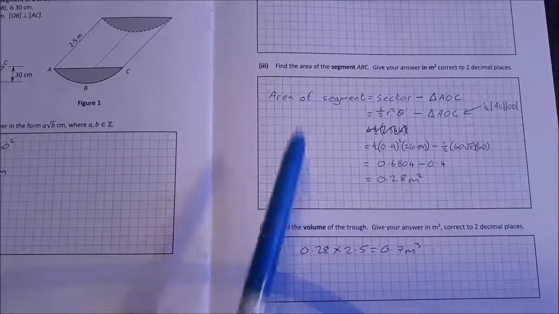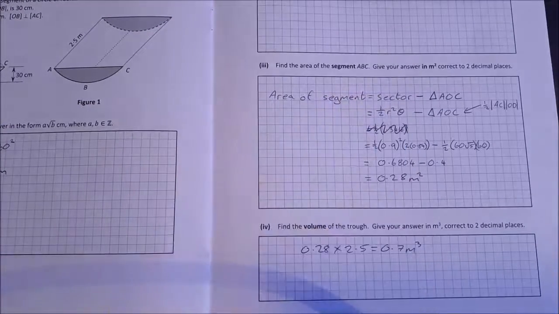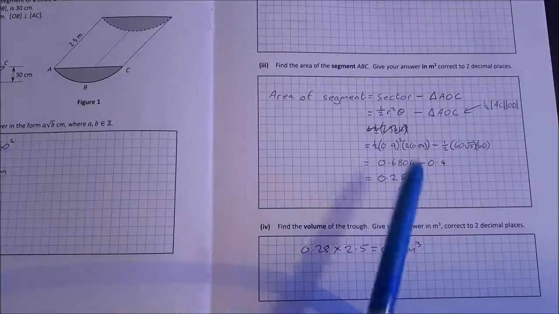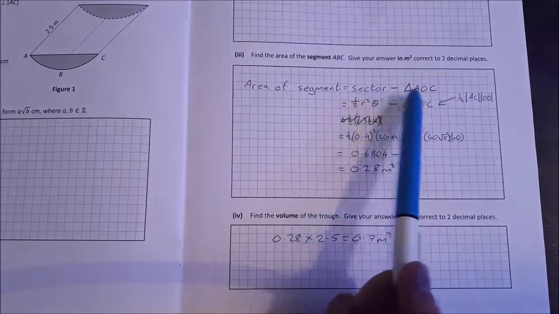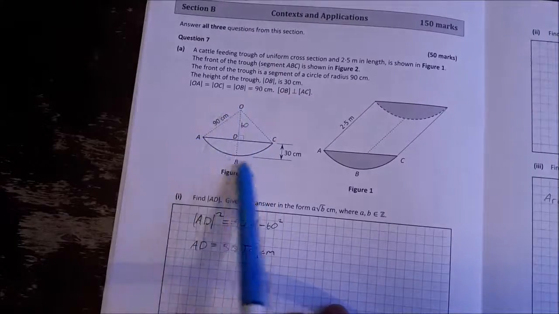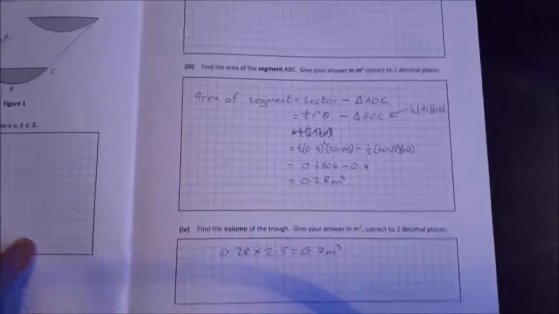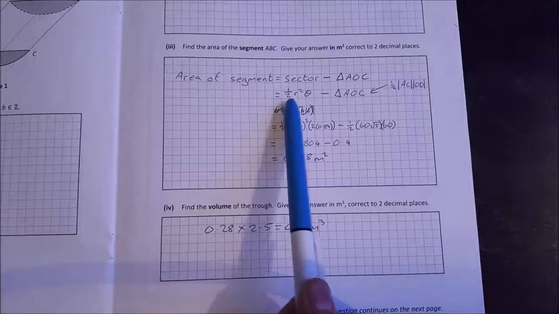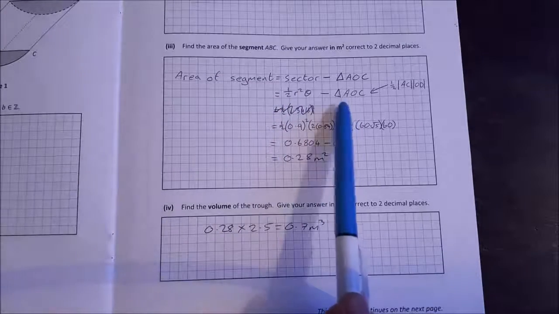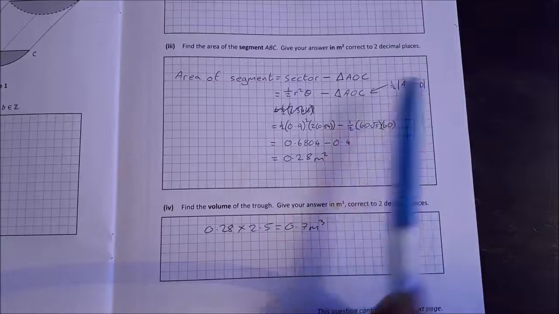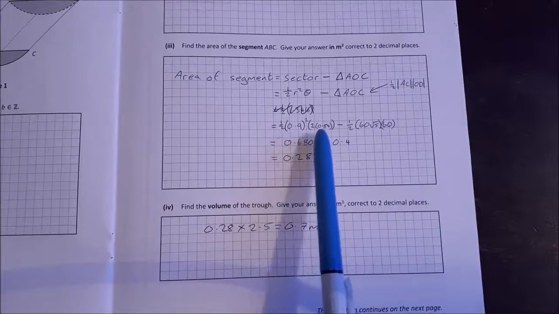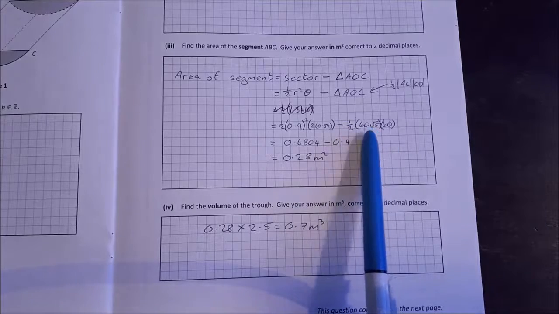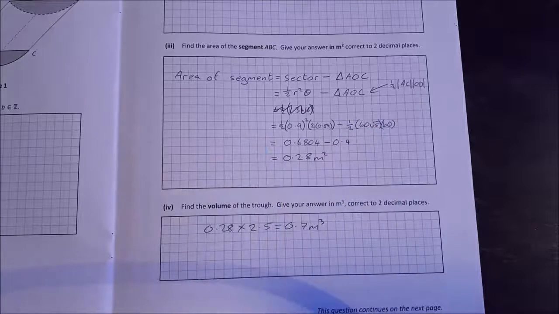Find the area of the segment ABC, give your answer in square meters. So the area of the segment is the sector minus the triangle. So the sector is a half r squared theta, and the triangle is a half AC times OD. Sub in everything that we know. We know the radius, the angle, we know AC, we know OD, sub it all in, you end up with 0.28 square meters.